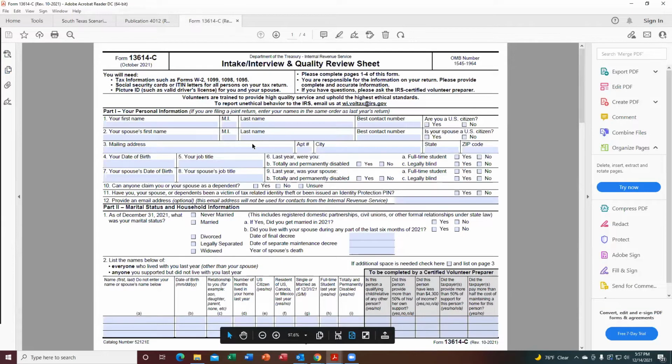So I'm going to talk a little bit about the intake form. The intake first, so that we don't get confused. The intake form that's available in the South Texas scenarios is slightly different because it was a previous intake form. And so this is the most current intake form that we have. If you notice, the update date is October of 2021.